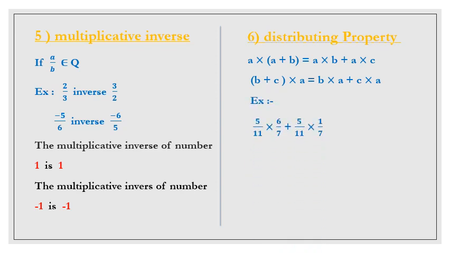For example, 5 over 11 by 6 over 7 plus 5 over 11 by 1 over 7, which has a common fraction or common rational number. So we take 5 over 11 by, open bracket, the left numbers 6 over 7 plus 1 over 7. So 5 over 11 by 6 plus 1 equals 7 over 7. Then 7 over 7 equals 1. Then 5 over 11 by 1 equals 5 over 11.